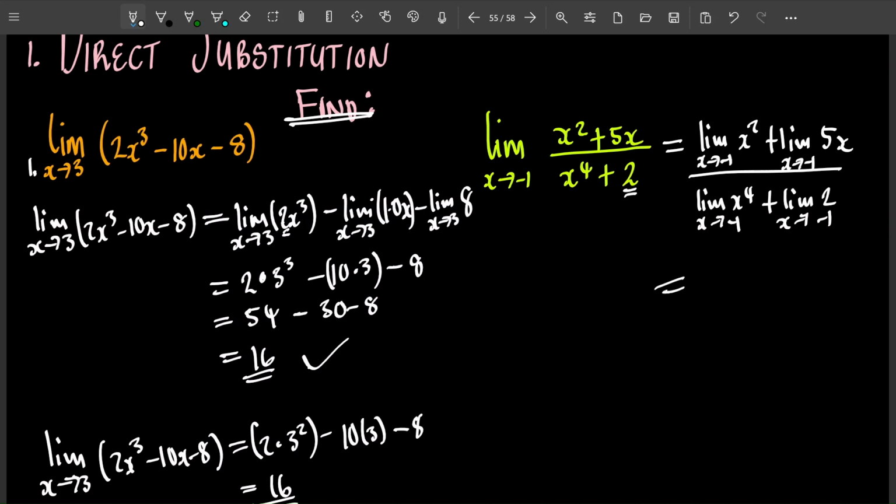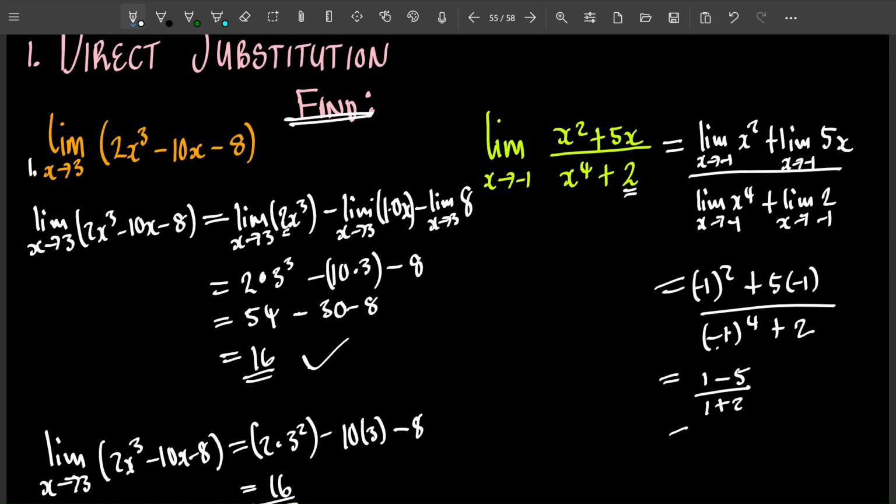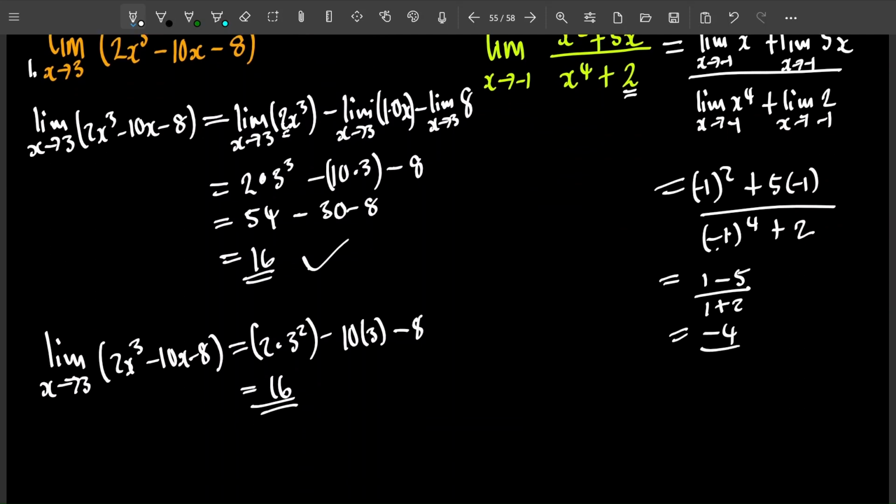Now we start to find our values. The limit of x squared as x approaches negative 1, you just replace. It will be negative 1 squared plus the limit of 5x, we are putting negative 1 where there is x, so it will be 5 times negative 1, over the limit of x to the power 4, it is negative 1 to the power of 4, plus the limit as x approaches negative 1 of 2; the limit of a number is just a number. Negative 1 squared is 1. Then 5 times negative 1 is negative 5, over negative 1 to the power of 4 is 1, plus 2. It is 1 minus 5 is negative 4 over 1 plus 2 is 3. So it will be negative 4 over 3. That's your final solution and you are done.